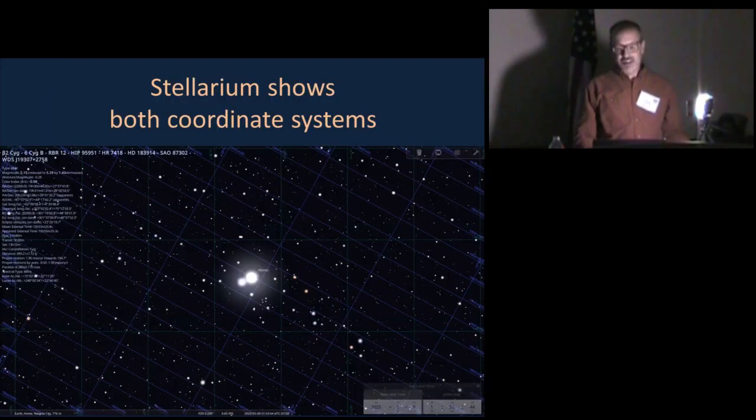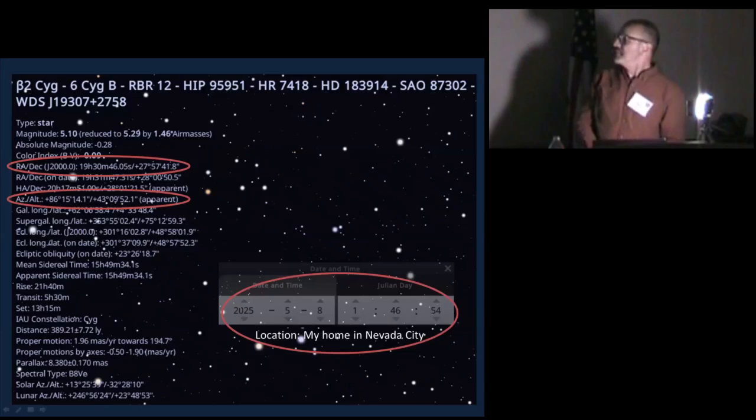If we want to see where things are at a particular date and time, we can use what Greg was using. He was using Stellarium. You type in the date, put in your location, type in the time, and you can see things. So let's zoom in here a minute. Look, right there, we also see that 19 hours, 30 minutes, and that 27 degrees, almost 58 minutes. But now, for this date and this time, and location is not on the screen, but I put it in there. I just did it for my home in Nevada City on those dates. You can see the azimuth and altitude as well.